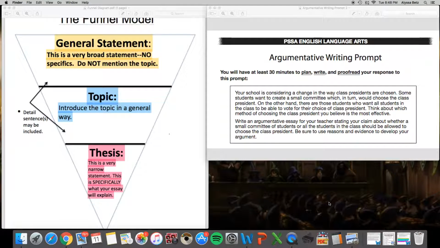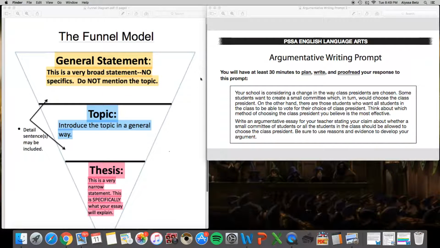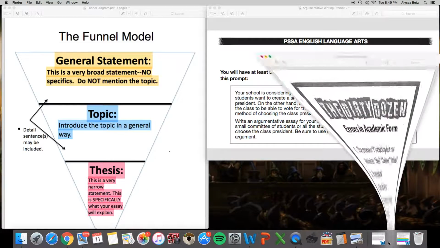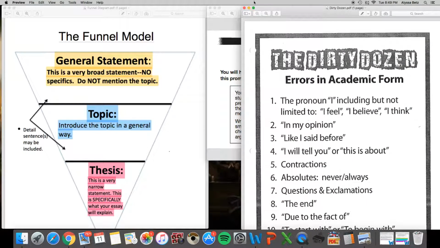Write an argumentative essay for your teacher stating your claim about whether a small committee of students or all the students in the class should be allowed to choose the class president. Be sure to use your reasons and evidence to develop your argument. Okay, this is your writing prompt, and it will be for the next few weeks while we're working on this. So your goal today is to create an introductory paragraph that uses this funnel model while also taking a look and avoiding the dirty dozen.